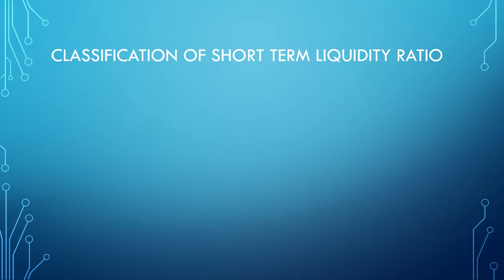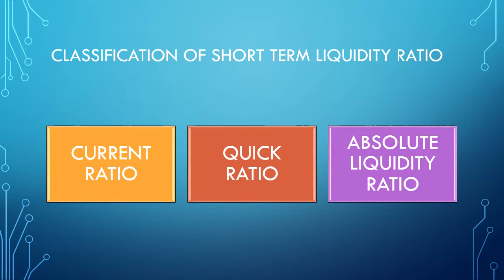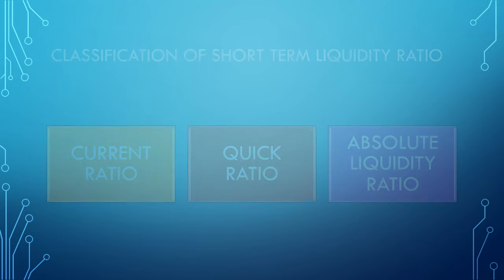Now here we are focusing on short-term liquidity ratio. What are the different types of short-term liquidity ratios available? The main three classifications of short-term liquidity ratios are current ratio, quick ratio, and absolute liquidity ratio. There are many other ratios available, like defensive interval ratio and cash reserve ratio. These also come under the category of short-term liquidity ratio, but from the major point of view, short-term liquidity ratios can be classified into current ratio, quick ratio, and absolute liquidity ratio.